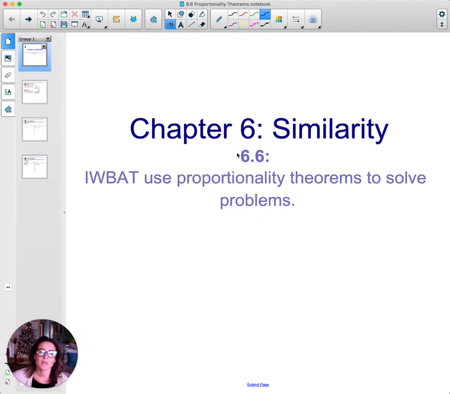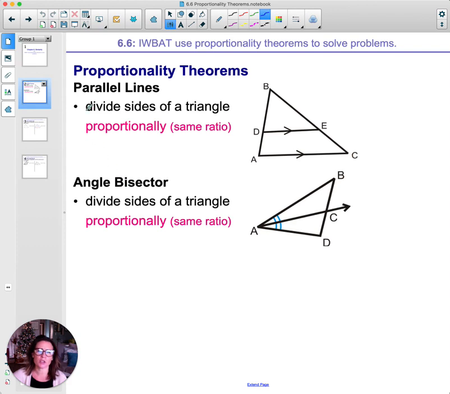In this section, we are going to talk about some proportionality theorems and how we're going to use them to solve problems. So let's take a look at the two proportionality theorems we're going to look at. The first one deals with parallel lines.